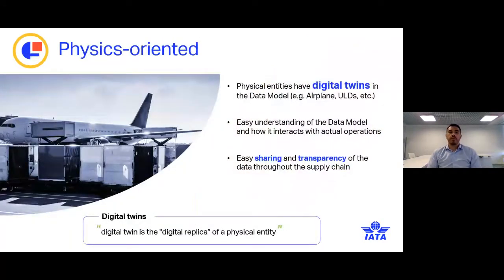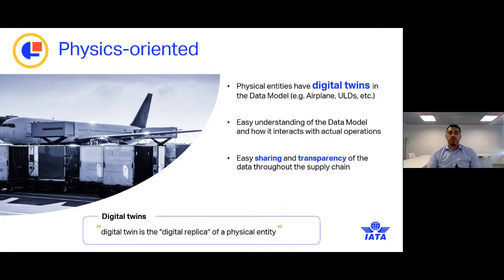Then the second pillar is that the data model is physics-oriented. That means basically that physical entities in the real world have digital twins in the data model. For example, an airplane, a ULD, and a package have digital twins that are easily understandable in the data model as they are identified as such. And it really eases the interaction with actual operations, as the elements that exist in the physical world are exactly replicated in the data model. And this also brings easy sharing and transparency of the data throughout the supply chain, as any stakeholder should be able to easily understand the concept behind a specific object.